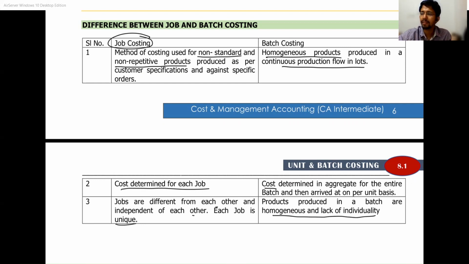You cannot separate that villa 1 from villa 100. Both are one and the same. Maybe location. One will be at the front end, the other one will be at the back. That depends. Otherwise, the construction cost and everything will be the same for villa 1 or villa 50 or villa 100. So this is the difference between job costing and batch costing.